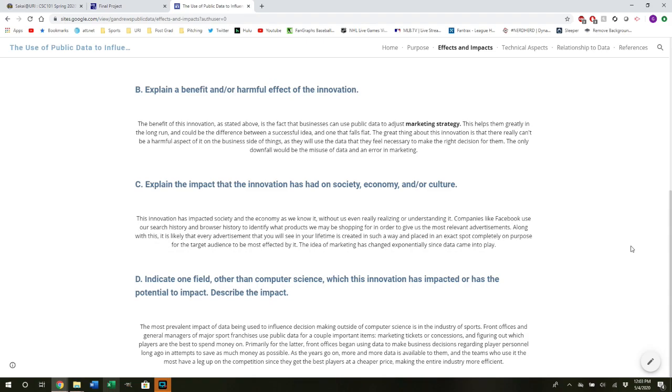Prompt D, excuse me, is to indicate one field other than computer science which this innovation has impacted or has the potential to impact, and to describe that impact. And the most prevalent impact that I can think of when it comes to using data to influence decisions is in the world of sports, and this became more popular around 2002, 2003 with the Oakland A's with the Moneyball thing. I'm sure a lot of people have seen that movie.